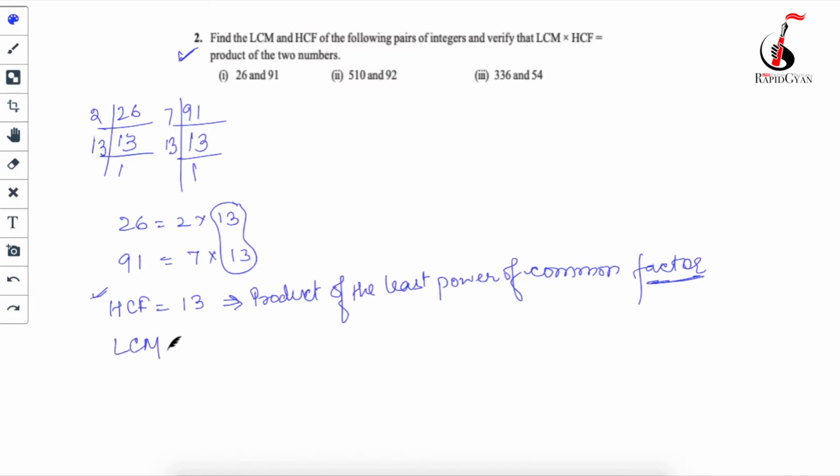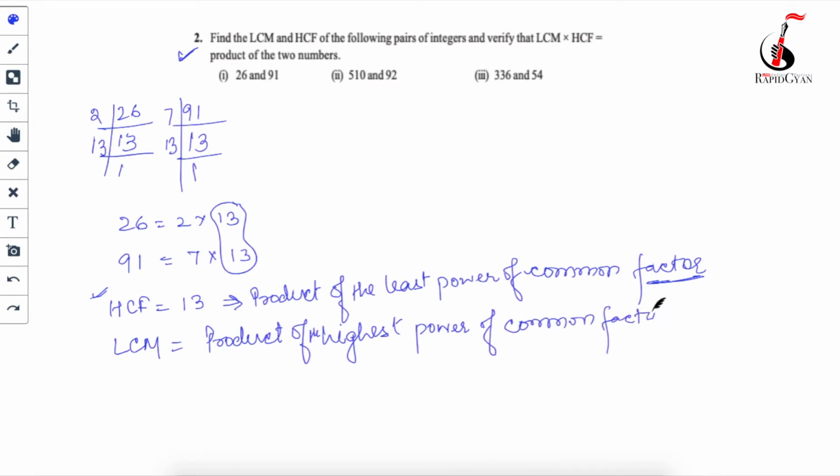Now what is LCM? LCM is product of highest power of common factors with remaining uncommon factors. So I will write over here, product of highest power of common factors and remaining factors. From this table, what is the product of highest power? First I will write 13, and then 13 is multiplied by remaining factors, which are 2 and 7, which will give me 13 times 2 times 7, it will give me 182. Now we got the HCF and LCM.